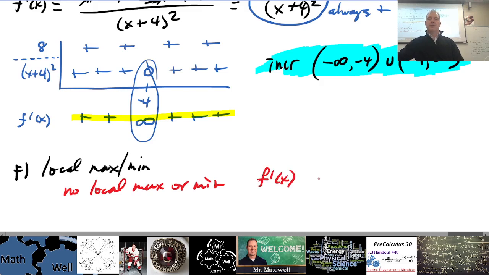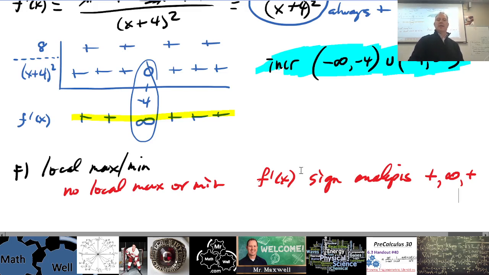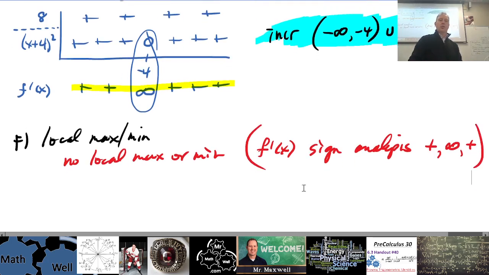F prime of x is positive. Now, how do you say this? You would refer to sign analysis here. So let's see, first derivative sign analysis is positive, infinity, positive. Something like that. If you communicate to me somehow in a sentence that there is no local max or min because you've looked at your sign analysis, that's great. And if you didn't do sign analysis, then you can do it in this section to show what you've done.